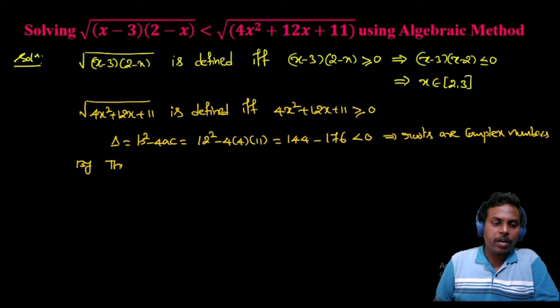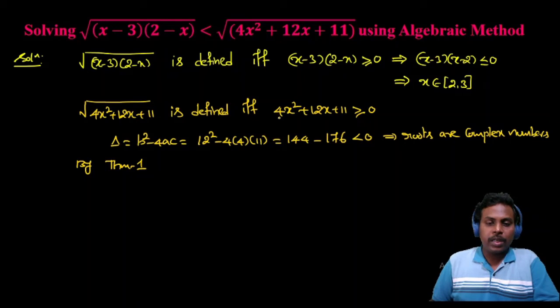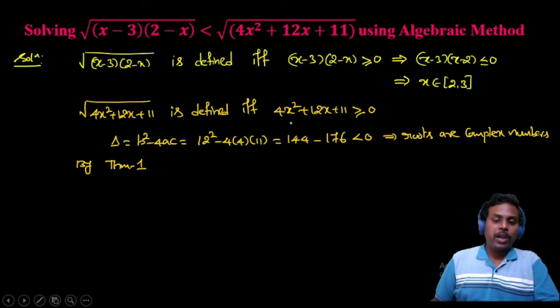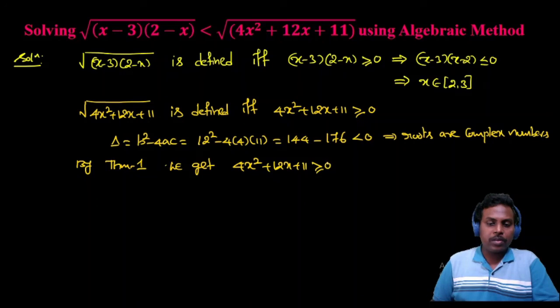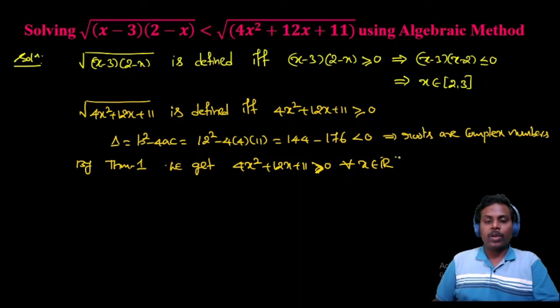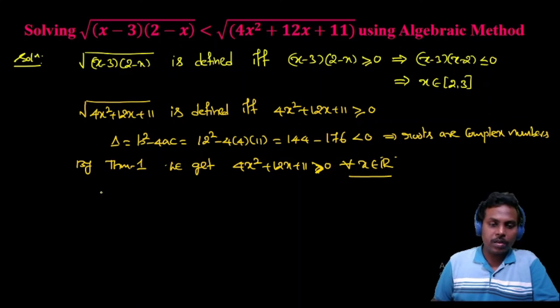So by theorem 1, we have studied already. What does that say? When is this quadratic expression positive? We have seen that a and the expression ax square plus bx plus c take the same sign for all x belongs to R. So this implies by theorem 1 we get 4x square plus 12x plus 11 strictly greater than 0 for all x belongs to reals. Okay, so this is one more solution. That means in order to get these two quantities satisfied, first of all x must belong to this interval and x belongs to this interval.